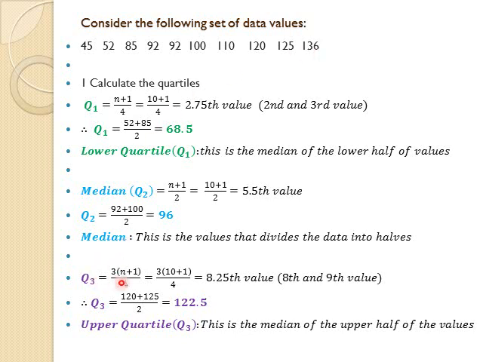Alright, quartile 3, 3 times n plus 1 divided by 4. So I have 10 data values. So 3 times 11 divided by 4 gives me 8.25, meaning I'm going to use the 8th and 9th value. So 2, 4, 6, 7, 8, 120 plus 125 divided by 2, which gives me 122.5. So that's my upper quartile, or quartile 3, and this is the median of the upper half of the values.